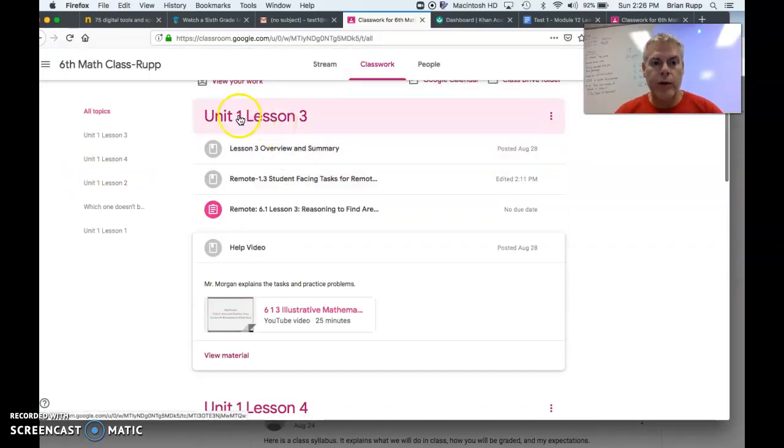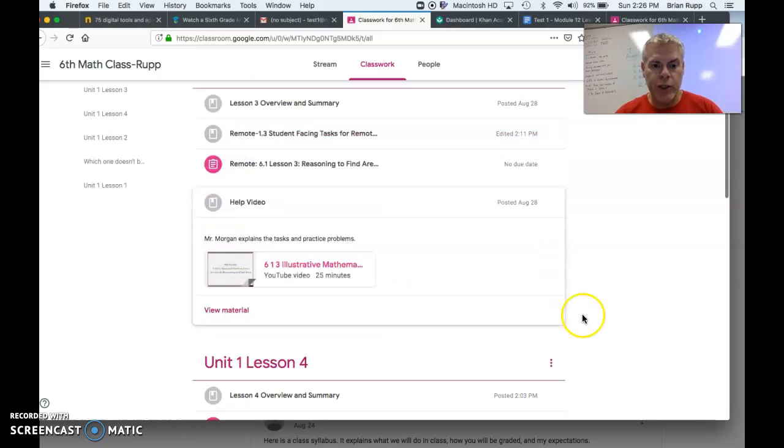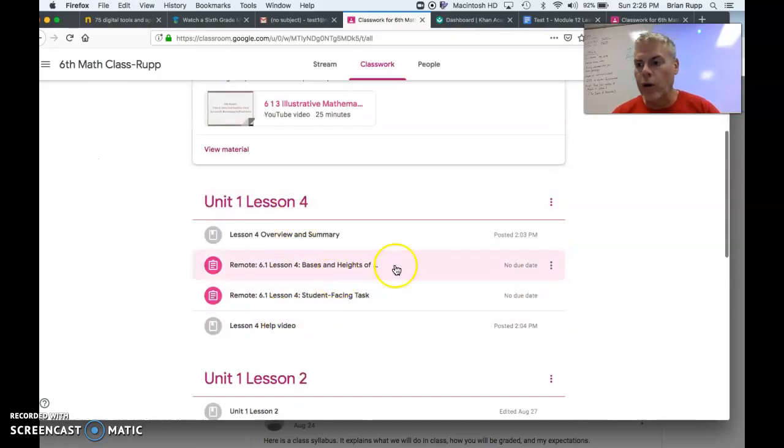So there's the Unit 1 Lesson 3 information and the Unit 1 Lesson 4 information. As you work through those today, if it seems like an awful lot of work, just know that tomorrow there won't be any homework or assignments given. We're doubling up two lessons into one day. Tomorrow we'll start Lesson 5, but you won't need to worry about doing any work outside of class on that.